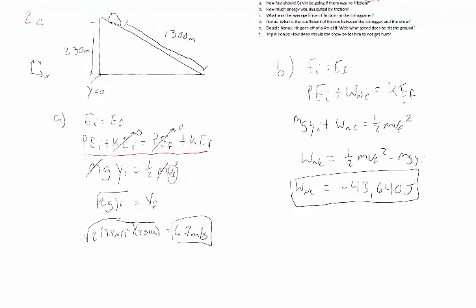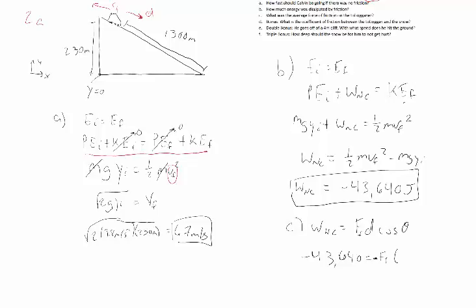If we want the average force of friction on the tobogganer, we know that work is always equal to force times distance times the cosine of the angle between them. Looking back at the picture, we're going this way, that's our distance, and our force of friction is back that way, opposite the distance. So the angle is 180, and that's where we get the negative 1. So minus 43,640 equals minus the force of friction times the distance traveled, because the cosine of 180 is negative 1.